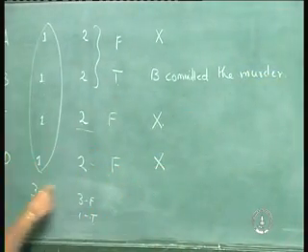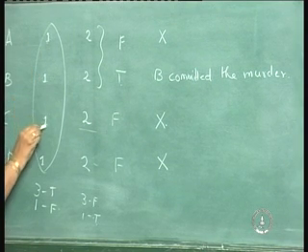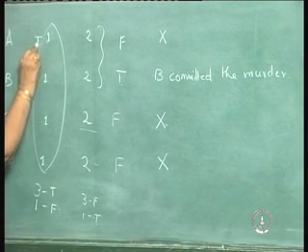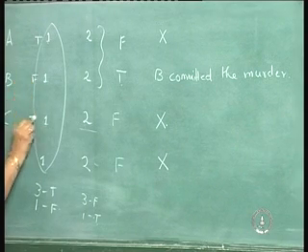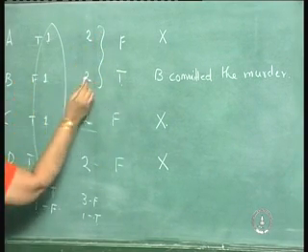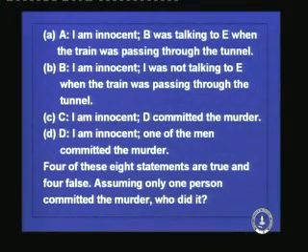In that case, the first statement of A is true, the first statement of C is true, this is false, this is true, this is false, this is true, this is true, and of these two, one is true and the other is false. So, four statements are true and four statements are false. This satisfies the condition, and so we should come to the conclusion that B has committed the murder.